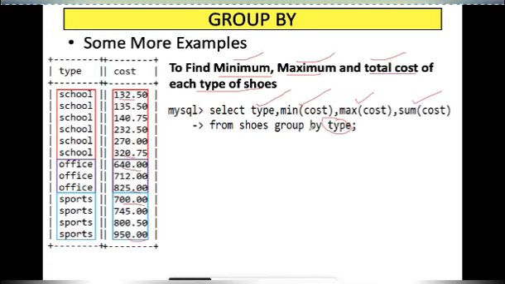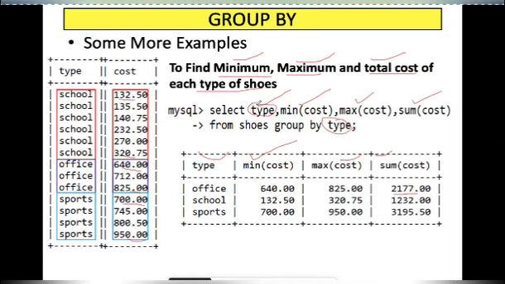Select type. This type we have included because this is the group by column according to which we are grouping, so that we are able to know that this minimum, maximum cost and total cost is of office shoes, this is of school shoes, this is of sports shoes. Otherwise, if we don't write this type, this will not be clear to you. I hope up till here this example is clear to you. Now let us do one more example.